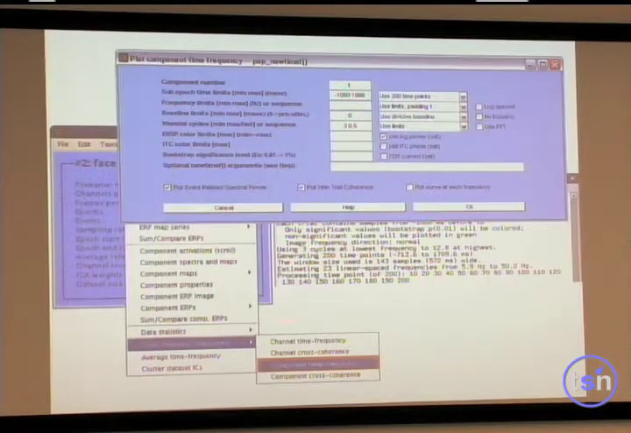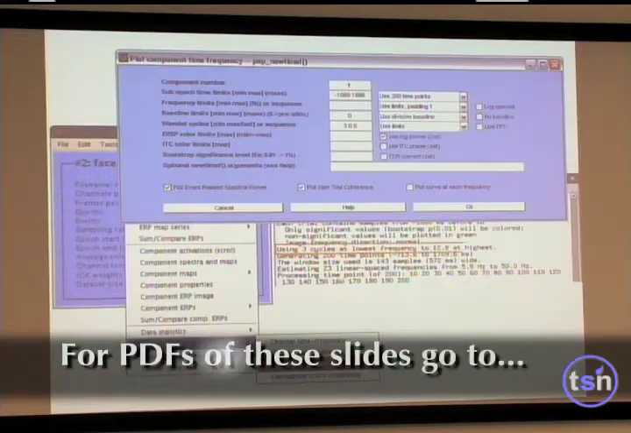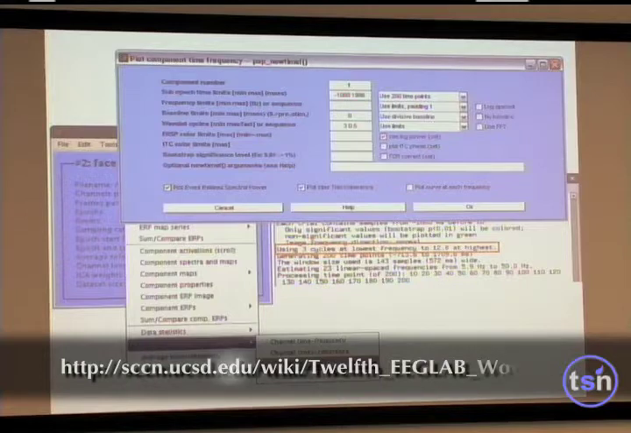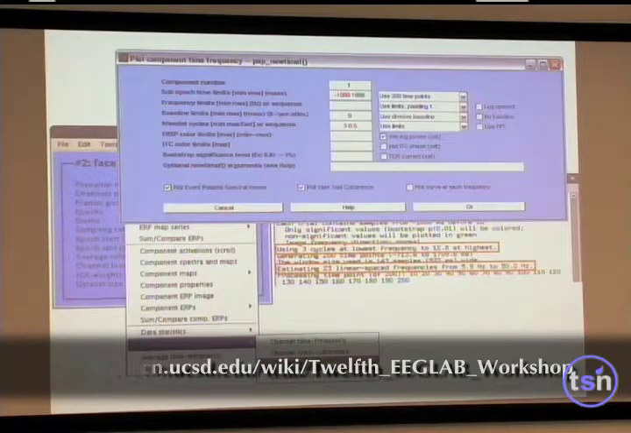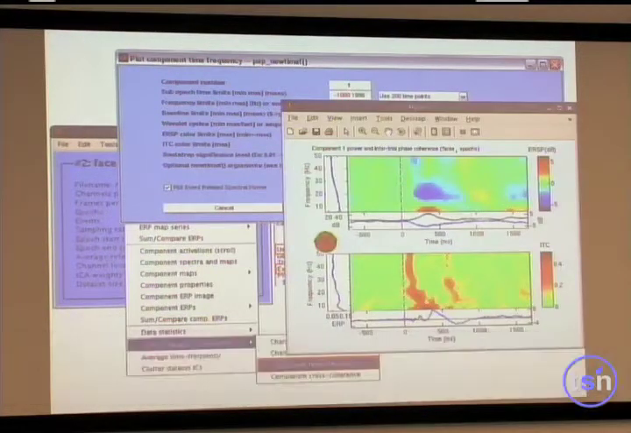When you click OK, this is with the default values. It's going to tell you I'm using 3 cycles at the lowest frequency and 12.8 cycles at the highest frequency. I'm estimating 23 linear space frequencies. You can also do log frequencies. And it's computing, and this is what you get.